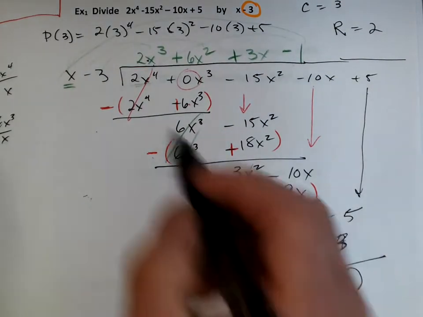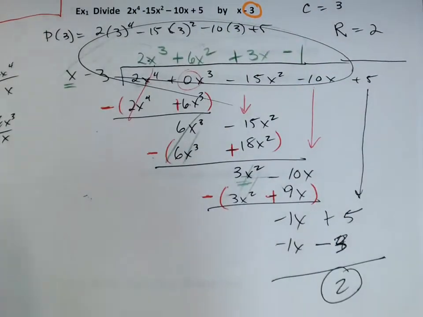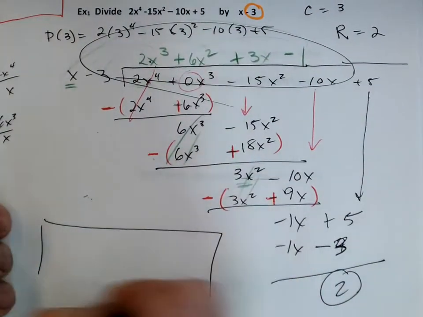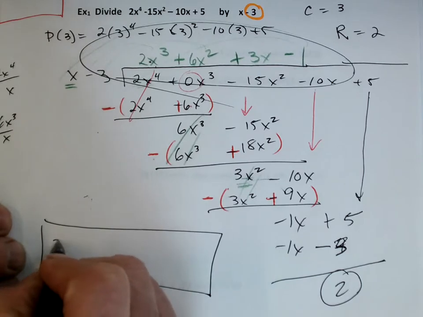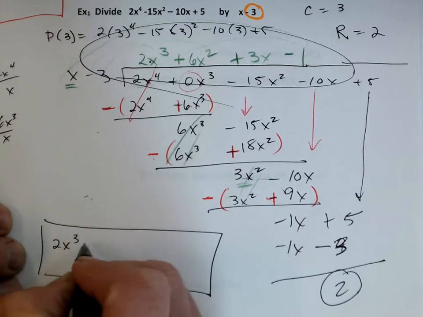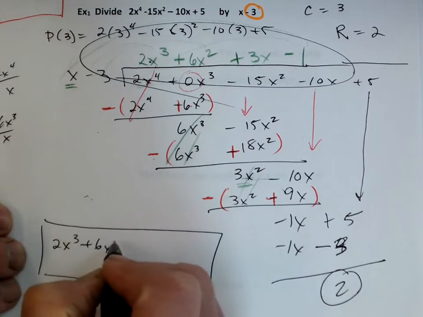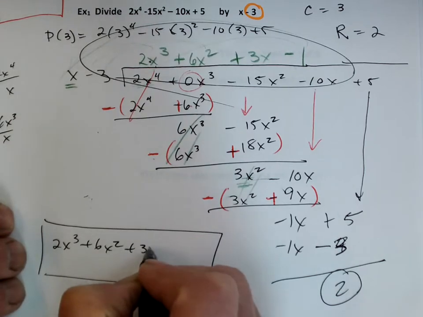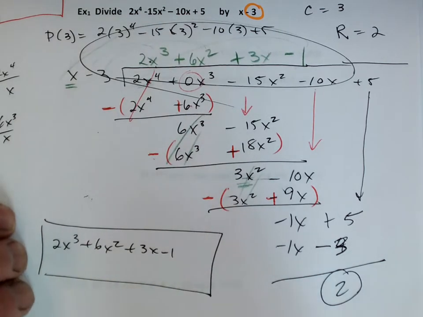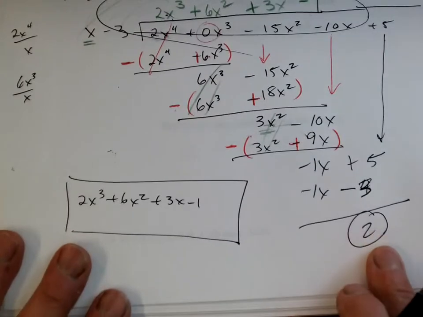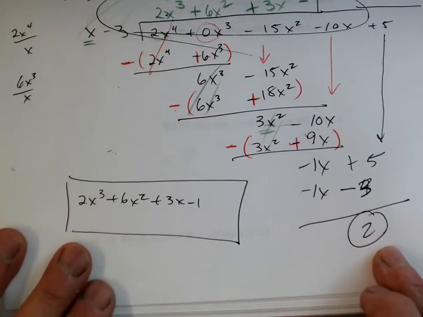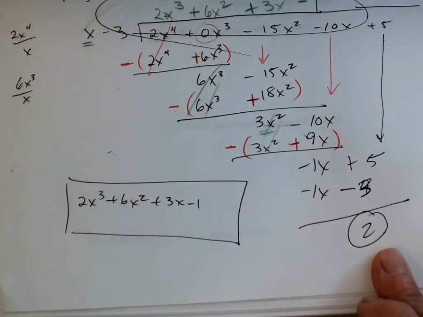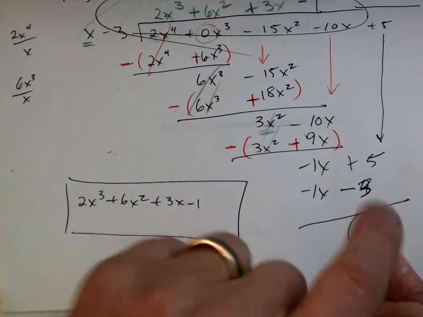Here it is. Here's my answer. My answer is, just like division, 2x cubed plus 6x squared plus 3x minus 1. And then, what do we do with the 2? We're not going to go remainder 2. That was 4th grade math. What did you do in 5th grade? You made it into a fraction.